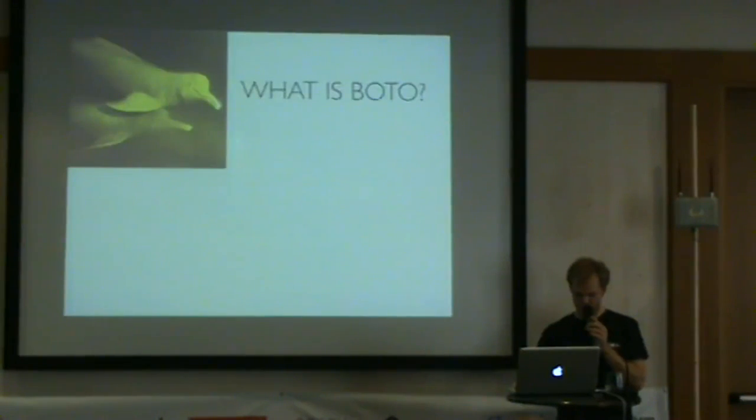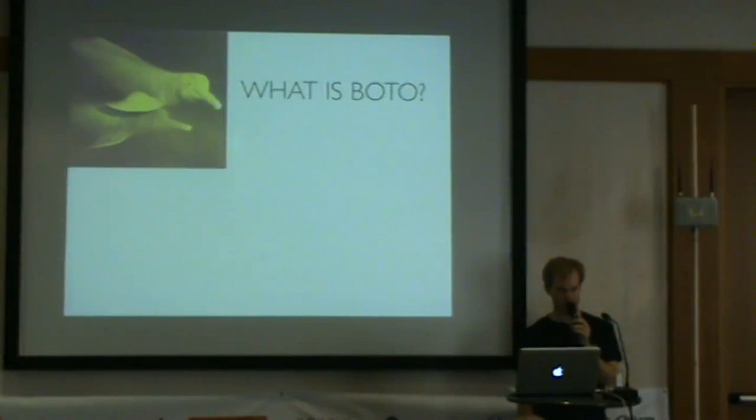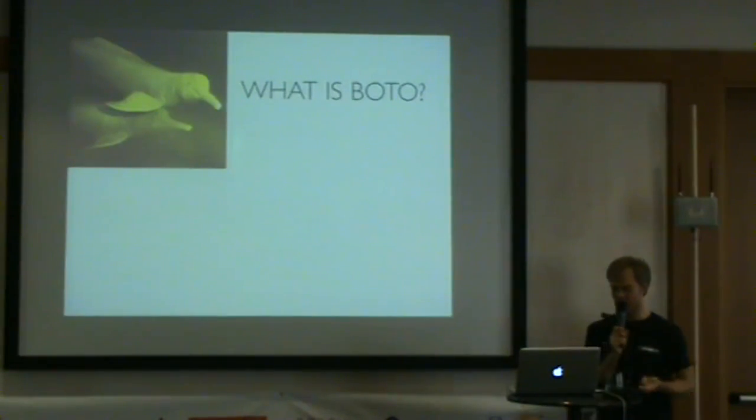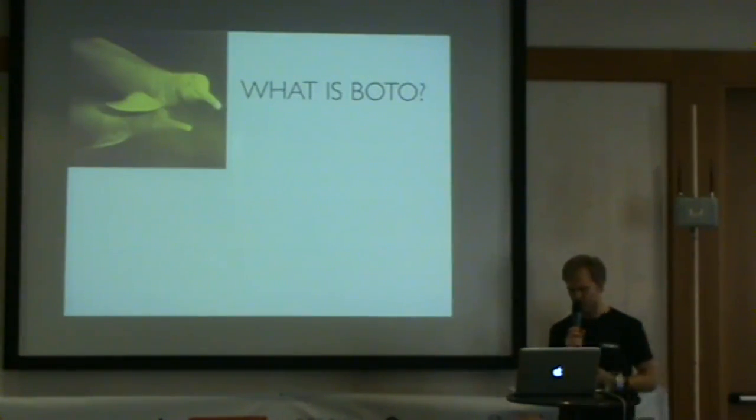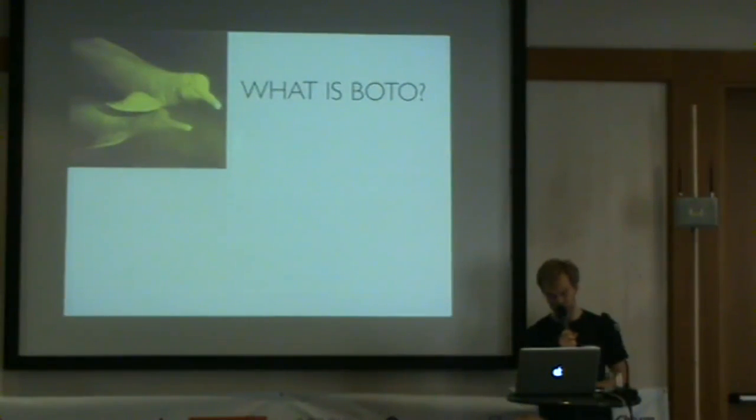So what is Boto? Well, Boto is a dolphin that lives in the Amazon River. It comes in two colors, pink and black. It's said that the black Boto is the friendly one. It helps save people if you're drowning. You'd better hope it's the black Boto that comes to save you. But the pink one is dangerous.